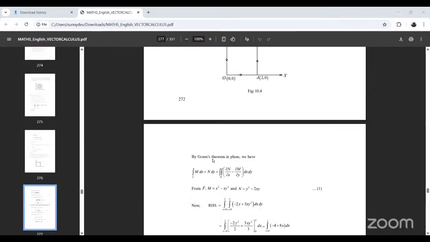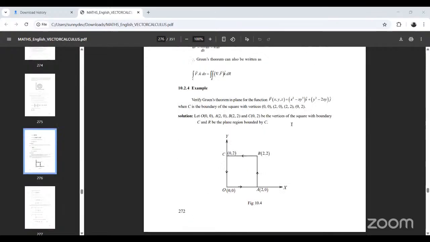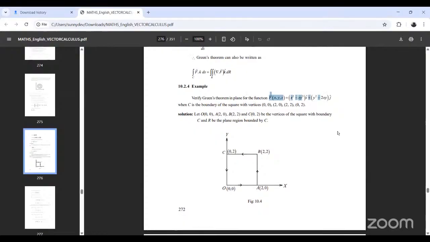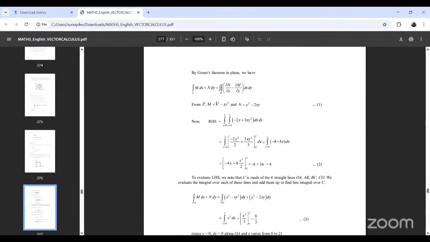So by Green's theorem, the integral of M dx plus N dy equals the double integral of (∂N/∂x minus ∂M/∂y) dx dy. From here we can find that M equals x squared minus xy cubed, and N equals y squared minus 2xy. Now come to that RHS part.